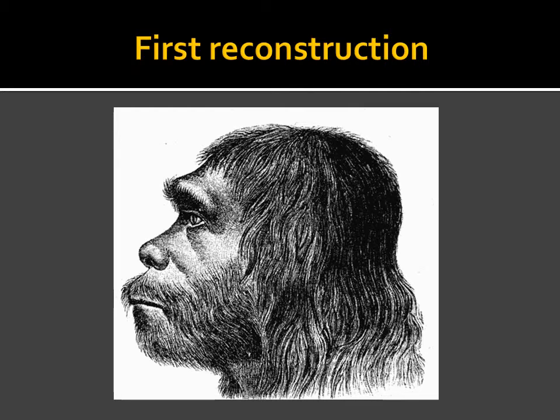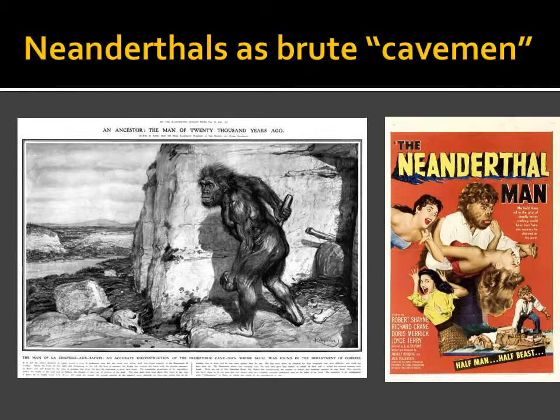Now, after this, though, popular culture and entertainment kind of get a hold of the Neanderthal. And so on the left, we have something from the 1800s, kind of sensationalistic, showing the Neanderthal more as this really great, hairy, savage beast. And on the right is a B movie, horror movie from the 1950s, it looks like. Neanderthal, the Neanderthal man. Half man, half beast. What happened? And so again, we're looking at the great hairy savage kind of appearance, the brute cavemen. And I'll probably say that this is probably where we get our image of, quote, cavemen.